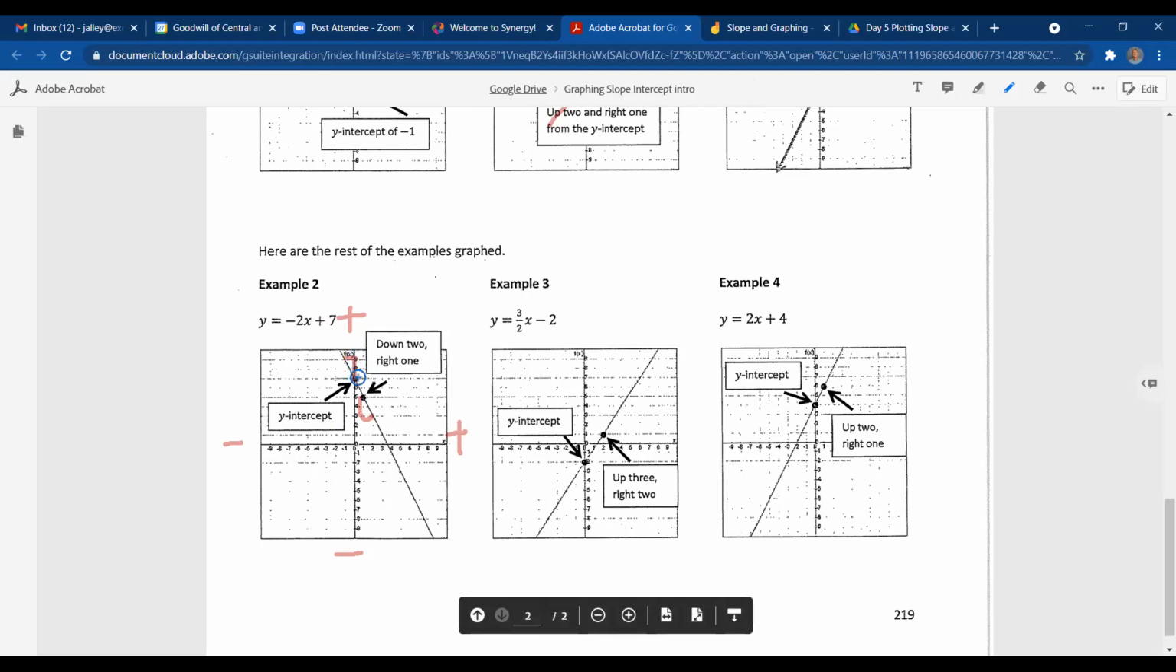Because like from here with the +7 as my y-intercept, if I went down 2 and to the left 1, now which direction is my line going to go? It's going to go in a positive direction. It'll be going the wrong way because this is a negative slope. That's why I keep talking so much about up to the left is negative. Up to the right is positive.